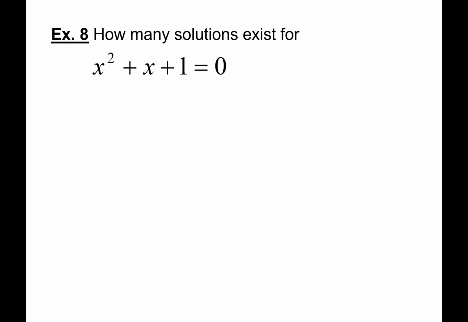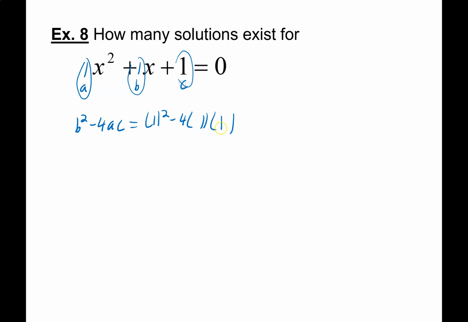Again, I'm not looking for what the solutions are. I just want to describe them. I want to know what kind of answers I'm experiencing. So my a is 1, my b is 1, my c is 1. So I'm going to find my discriminant, b squared minus 4ac. So b squared is going to be 1 squared minus 4 times a is 1 times c is 1. So that's 1 minus 4 times 1 is 4. This gives me a discriminant of -3.